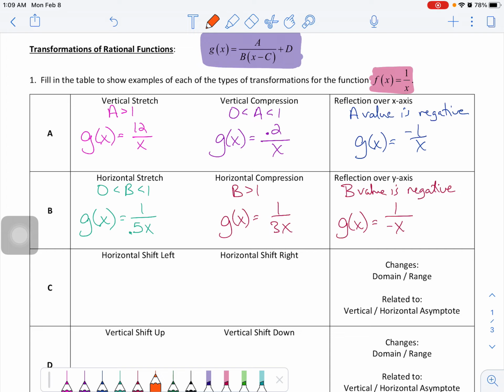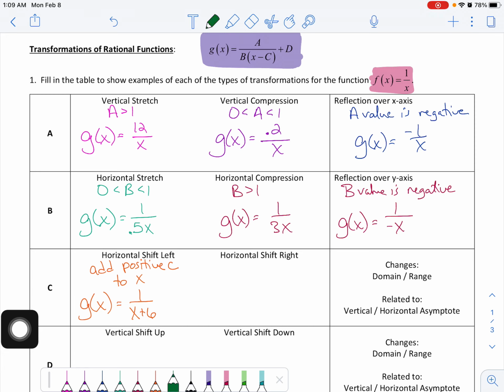So let's start with the horizontal shift to the left. That's going to be where we want to add positive c to x. Okay, so that's going to be any positive value added to x. So let's say we do x plus 6. Adding 6 to x is actually going to shift this thing to the left 6 units, okay?